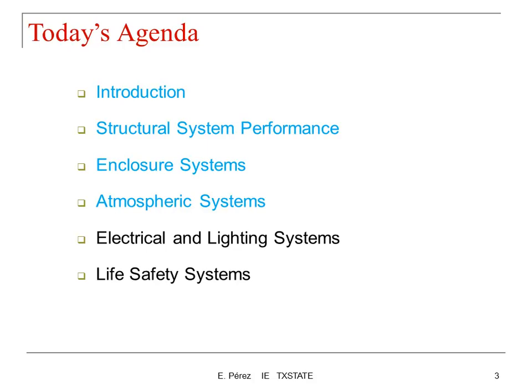And the agenda for today, I'm going to provide a brief introduction for this topic, and then between today and Wednesday, we're going to talk about these different systems within the facility. First of them is structural system performance, enclosure systems, atmospheric systems, electrical and lighting systems, and life safety systems. All these systems, but today we're going to focus on the first three: structural, enclosure, and atmospheric.